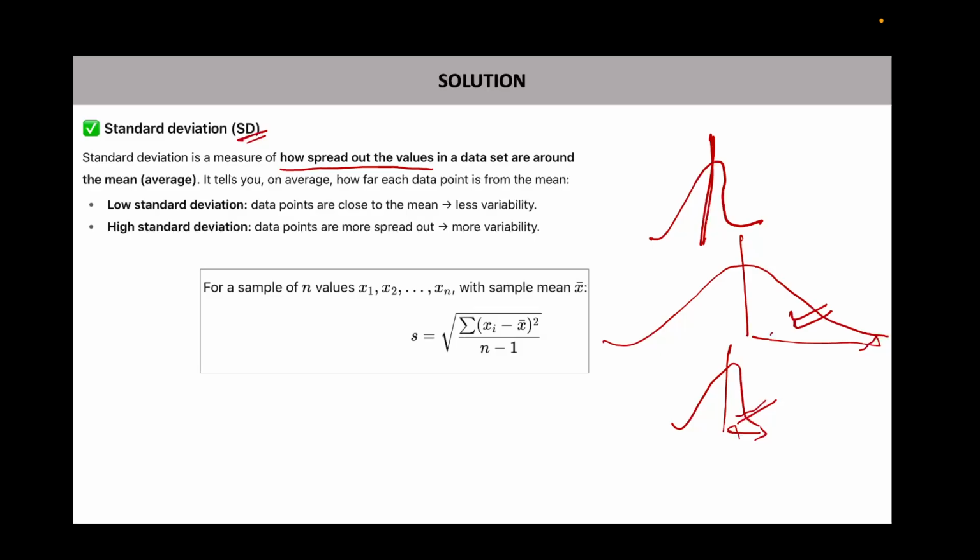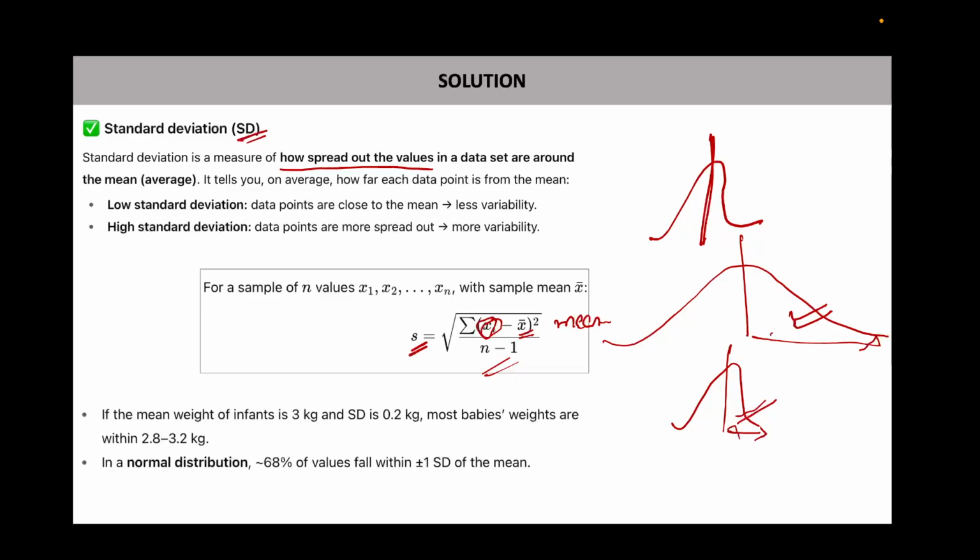Now this is a simple formula for standard deviation, where xi are your individual values, x bar is the mean value, and n is the number of values that you have. By this formula you can calculate your standard deviation.